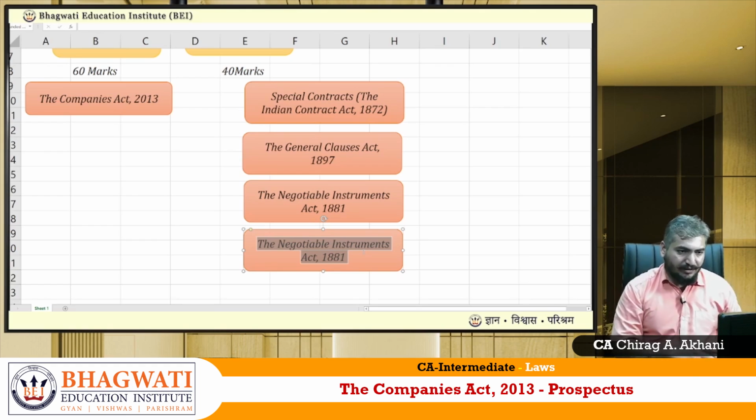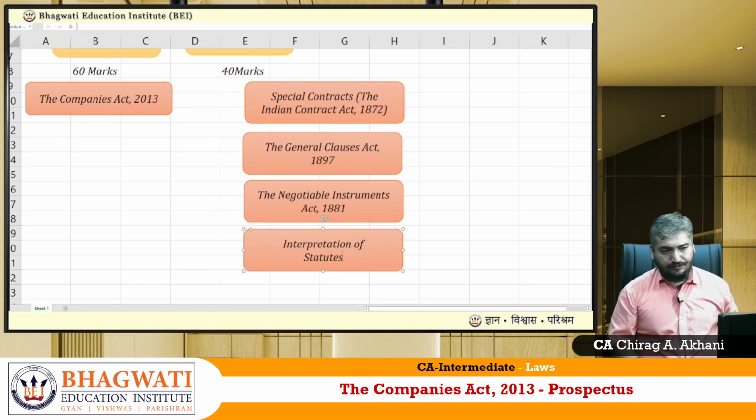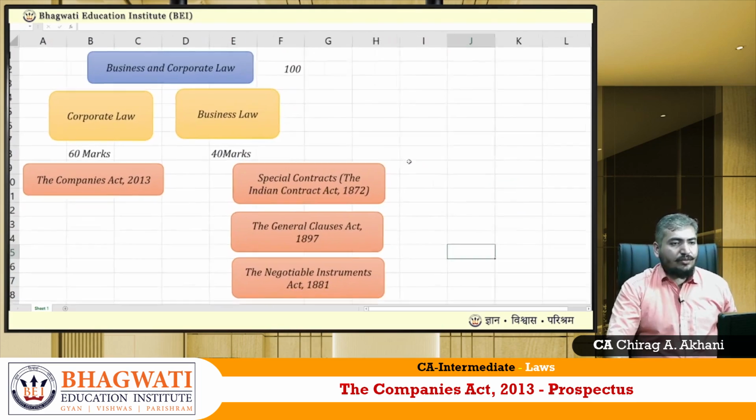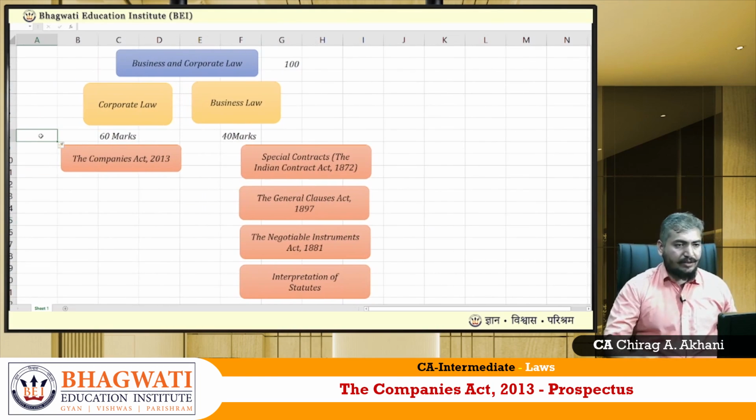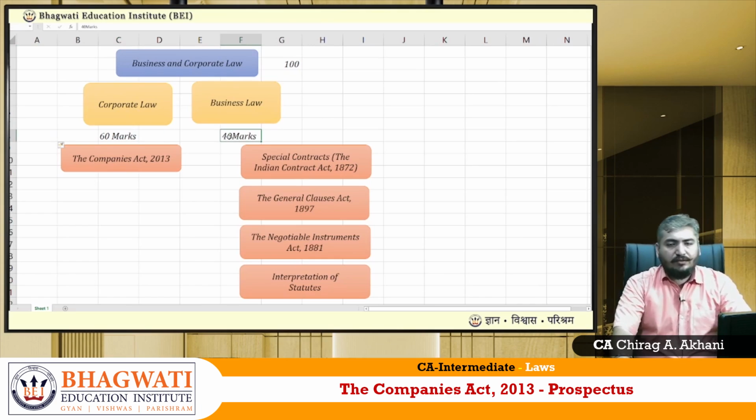And the chapter's name over here is the Interpretation of Statutes. So this is what we are going to learn in this entire CA Inter. 60 marks for the company law, obviously corporate law, and business law is for 40 marks. Total comes to what? 100 marks.